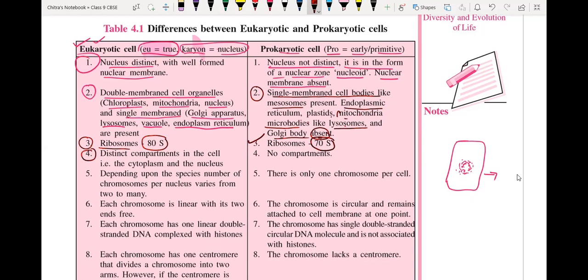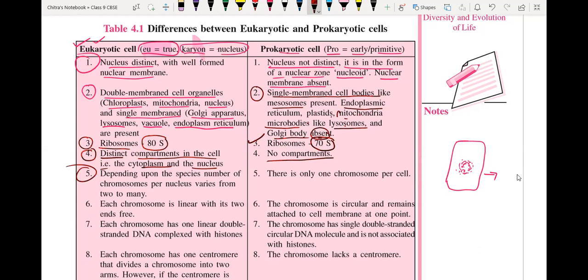Difference number 4, distinct compartments in the cell: in eukaryotic cells, the cytoplasm and nucleus are present, but in prokaryotic cells no compartment is present, meaning no different particles or organelles are seen.